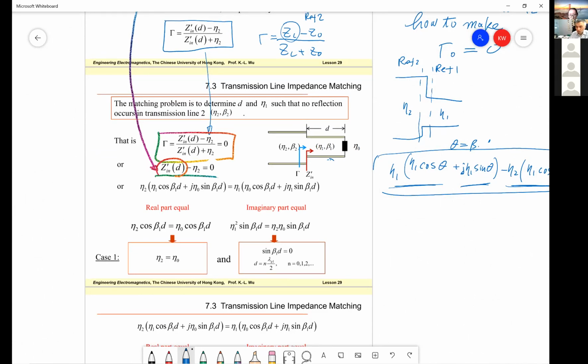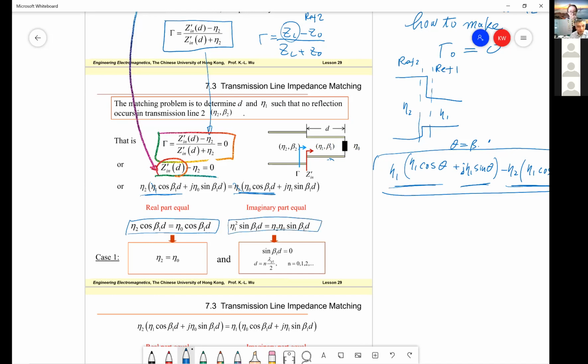Okay, so when the real parts are equal, that means we have this condition, right? Because eta 1 cancels. And the imaginary part equals 0. The imaginary part equal to 0 is this equal to 0.